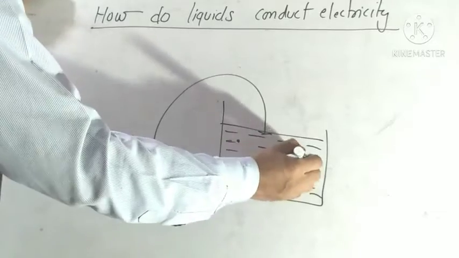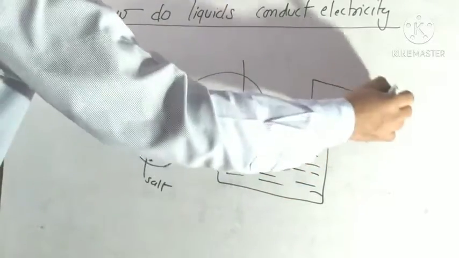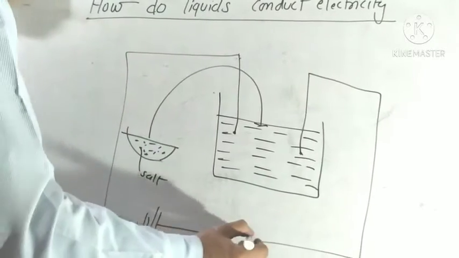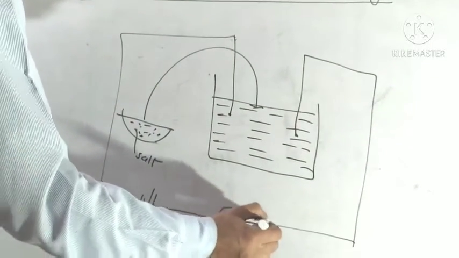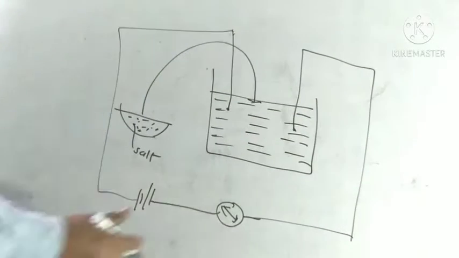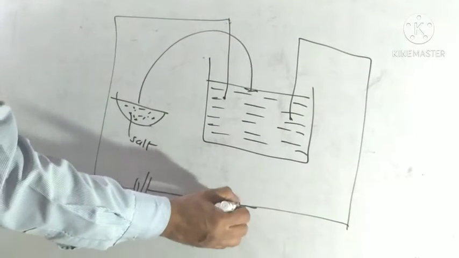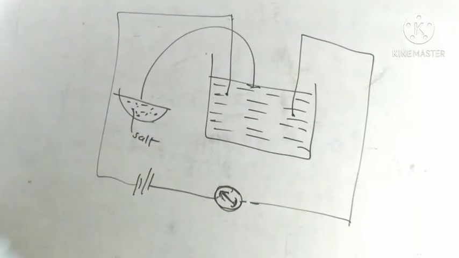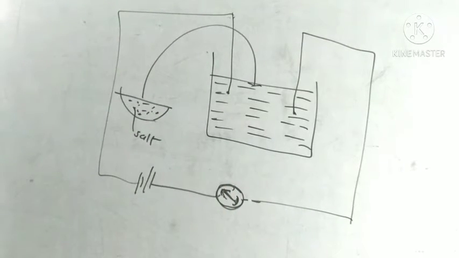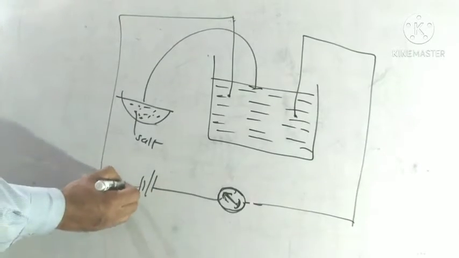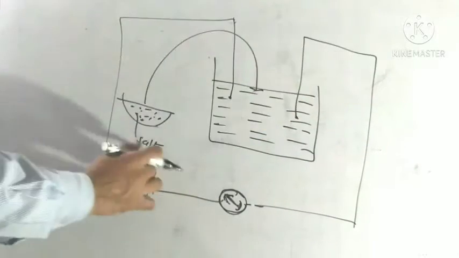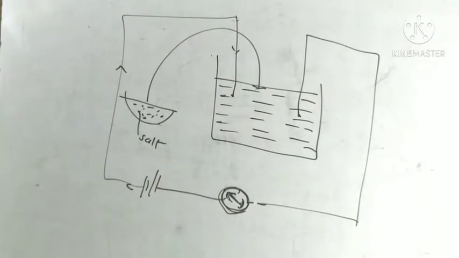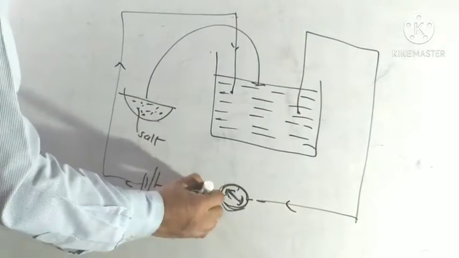We take two wires and dip the ends of the two wires in this water. These wires are connected to a battery, and we also connect a galvanometer in series. The galvanometer shows a deflection. When current passes through the wire, the needle of the galvanometer is deflected, and this shows that current is passing through the wire.